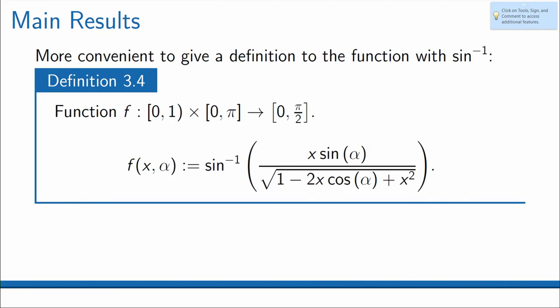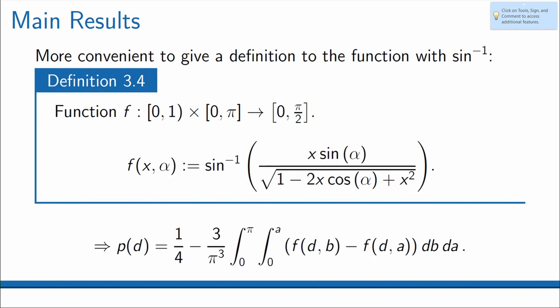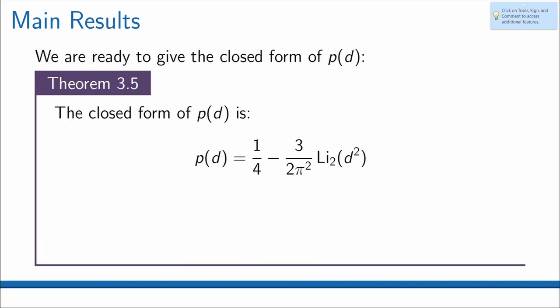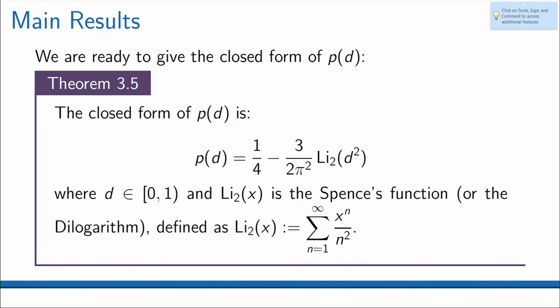And now that we see how frequently the function with the arcsine function comes up, it's more convenient to give it a definition, as shown here. And therefore, the probability function can be transformed into this form. And now we're ready to give the closed form of the probability, which is as here. The Li2 function is the spence function, defined as the infinite sum of the powers of x divided by n squared. And we'll now cover the proof of this theorem.